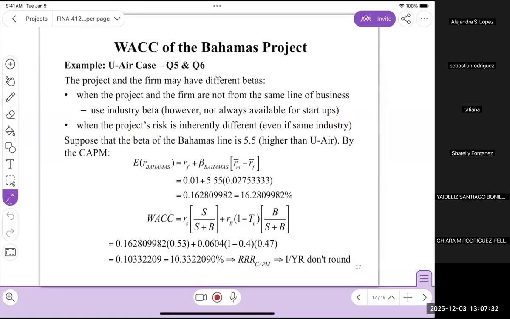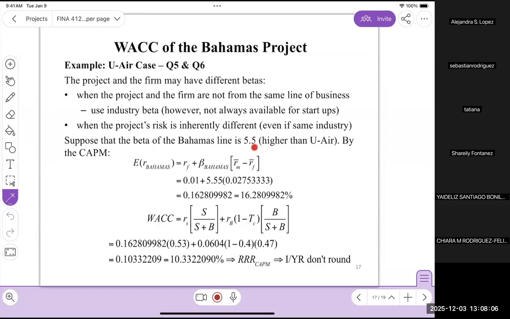So these are all challenges, and I'm demonstrating to you that you really need to think this through. You could have many estimates. The point is that as long as they're similar, you're in the ballpark. So far with everything we've done, we've pretty much justified investing in the Bahamas project. But let's say we think that the beta of the Bahamas line is actually 5.5. So this is going to change our decision. This is like a threshold. This is going to change things for us.